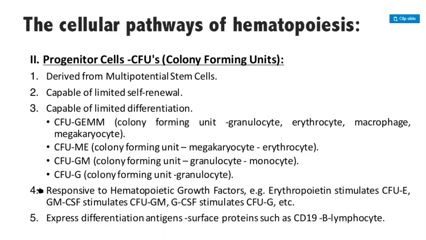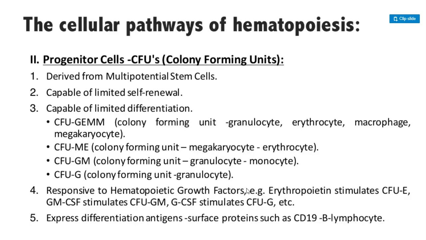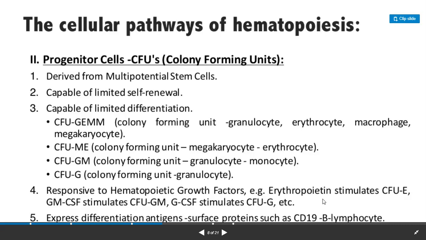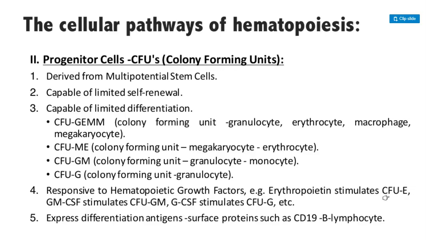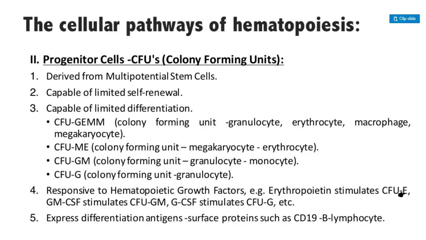Okay, number 4. Now, these progenitor cells, they are responsive to hematopoietic growth factors. So what are these hematopoietic growth factors? We mentioned some of them before. We talked about erythropoietin. We said it stimulates the production of red blood cells. So here we see erythropoietin is a hematopoietic growth factor. It stimulates the colony forming unit erythrocyte, CFU-E. This is the progenitor cell that gives rise to erythrocytes or red blood cells, and they respond to erythropoietin. Anytime erythropoietin is released, colony forming unit erythrocytes are stimulated to produce more erythrocytes.